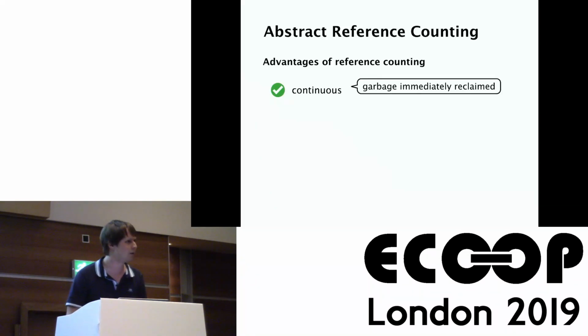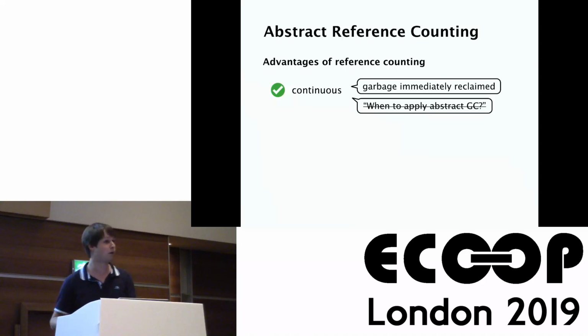Now, why are we looking at reference counting here? Well, basically because reference counting has a major advantage in that it is continuous in nature. With that, we mean that when you're doing reference counting, your garbage is going to be reclaimed as soon as it pops up. And that's, of course, exactly the property that we're looking for in order to keep an abstract interpreter garbage-free. It means that we no longer need to ask the question when to apply abstract garbage collection, because the reclamation of garbage is continuously interleaved with the abstract interpretation of your program.